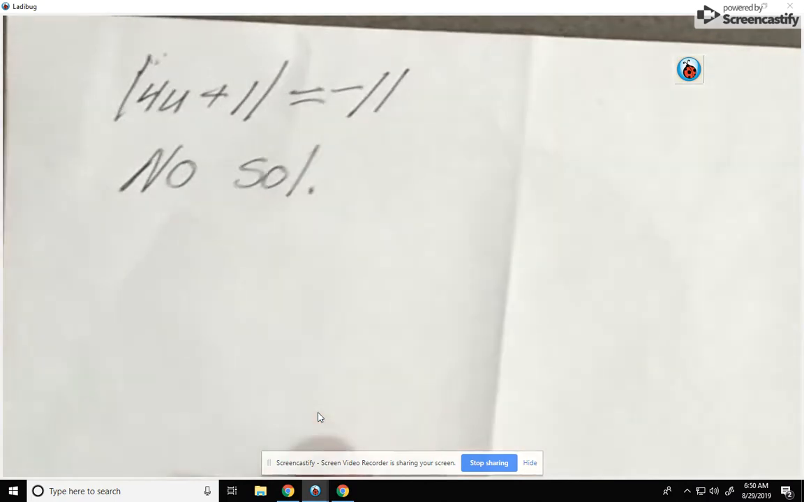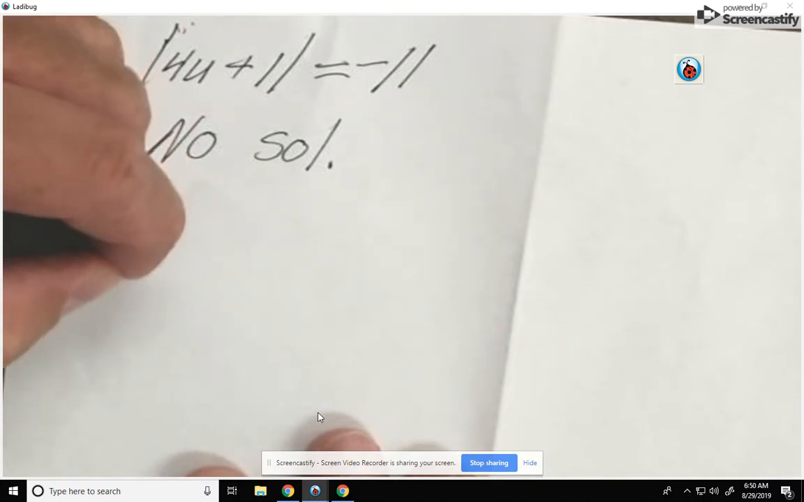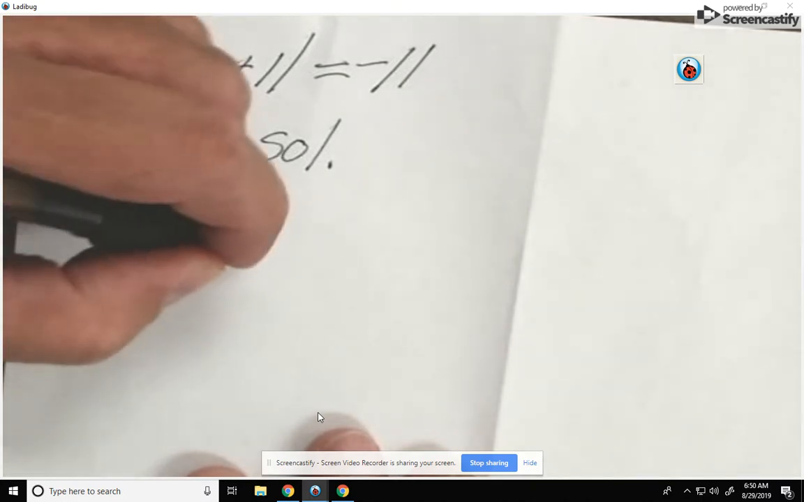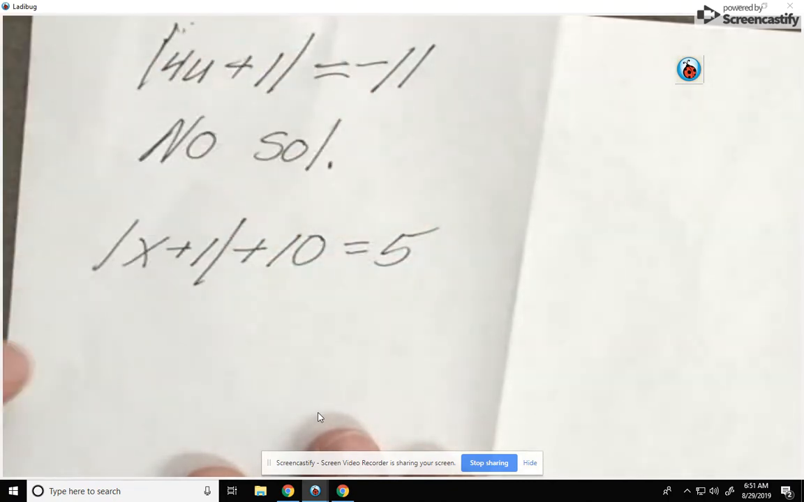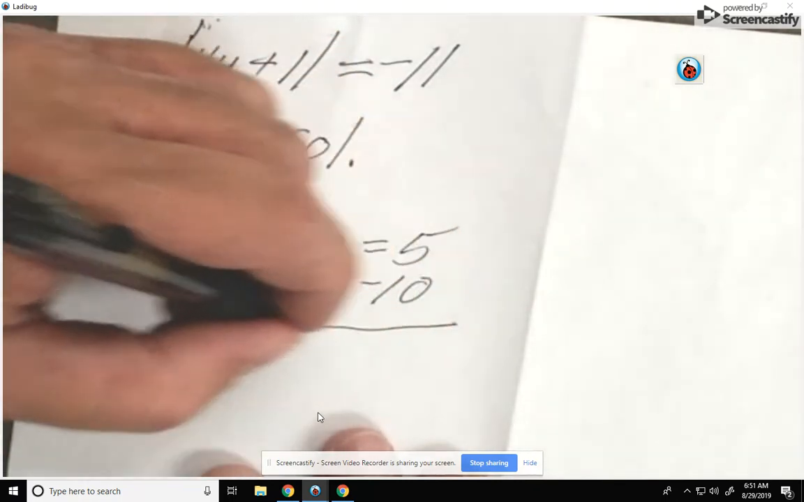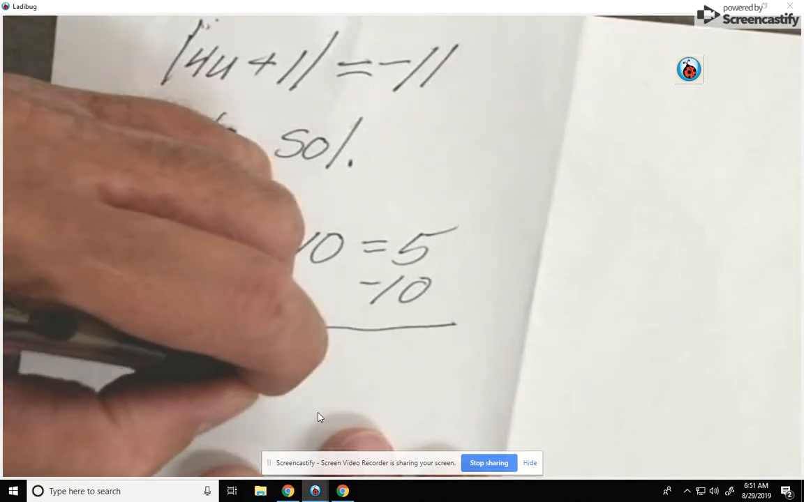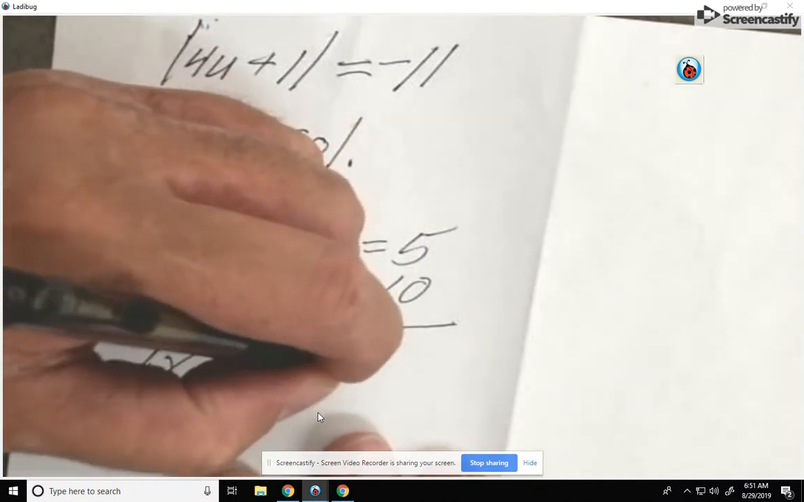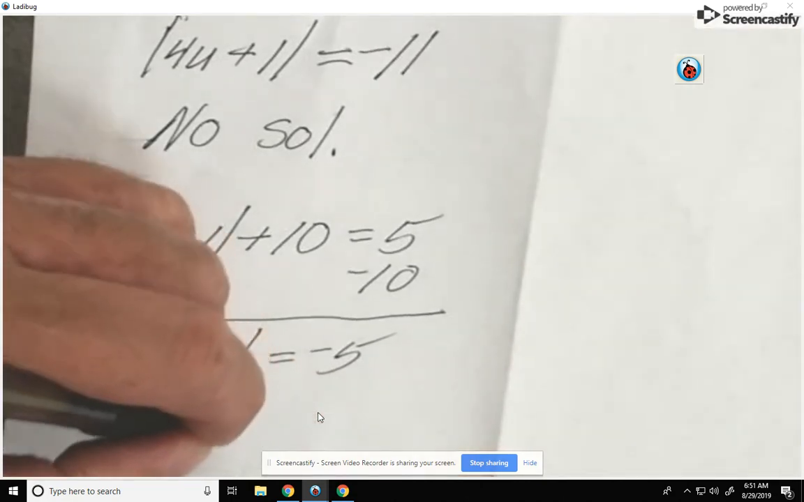Okay, and that also works if after your first step you have a negative. So, for example, if I had the absolute value of x plus 1 with a plus 10 on the outside equals 5, I know my first step would be to subtract the 10 over. Okay, but if I do that, I end up with the absolute value of x plus 1 equals a negative 5. Again, since everything's inside the absolute value symbol and it equals a negative, that's no solution.